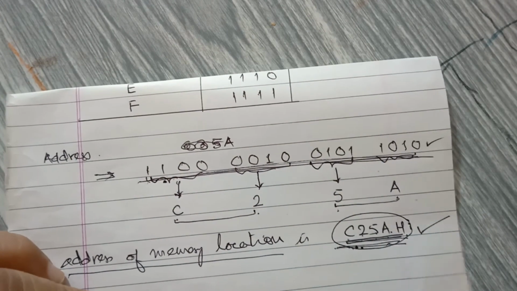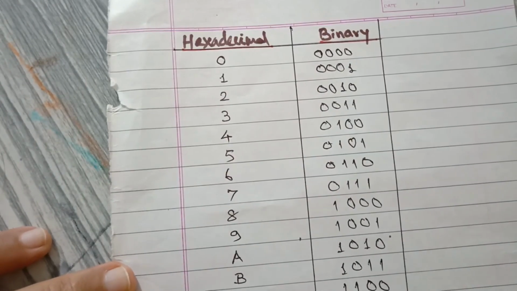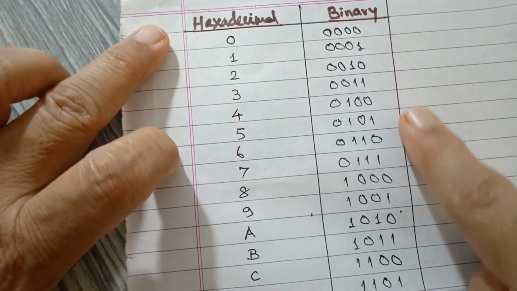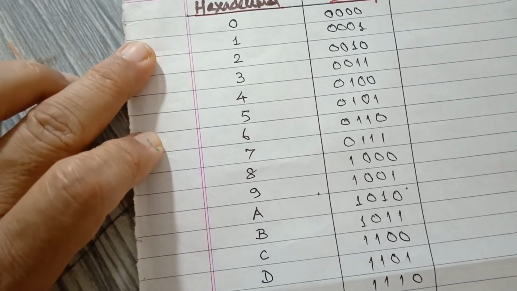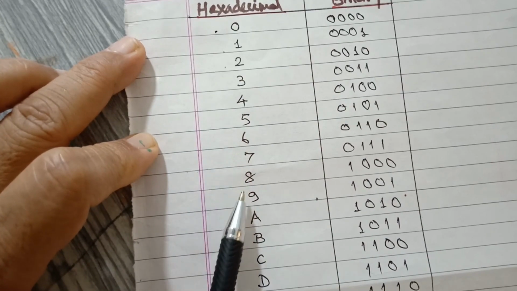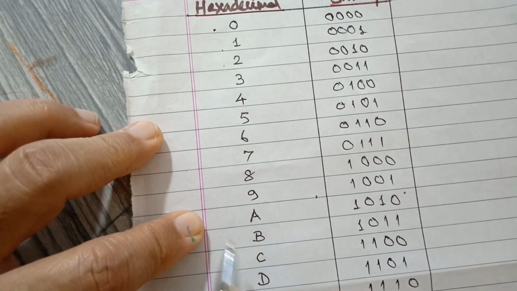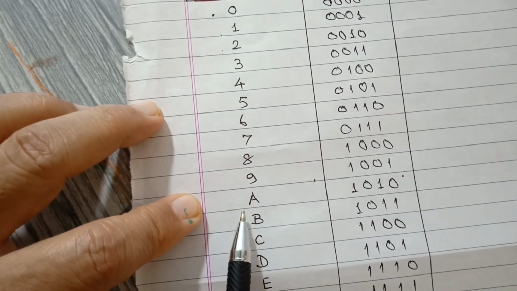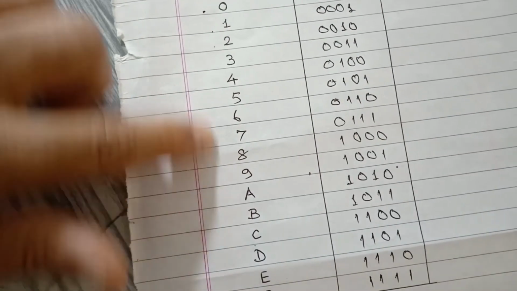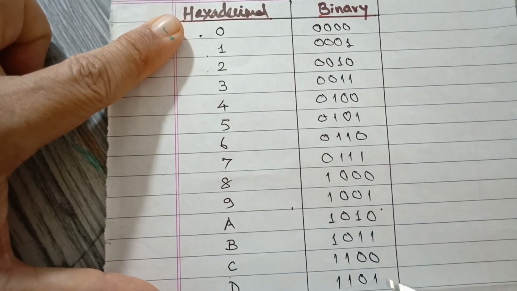So the assignment to you is that you learn this table by heart, memorize it. This is hexadecimal and there is a 4-bit binary equivalent. On the left hand side I have written 0 1 2 3 4 5 6 7 8 9. You have studied this last year. Then in hexadecimal we have another 6 symbols. We take them from English characters A B C D E F. So these are 16 hex symbols, and on the right hand side I have written their 4-bit binary equivalent.